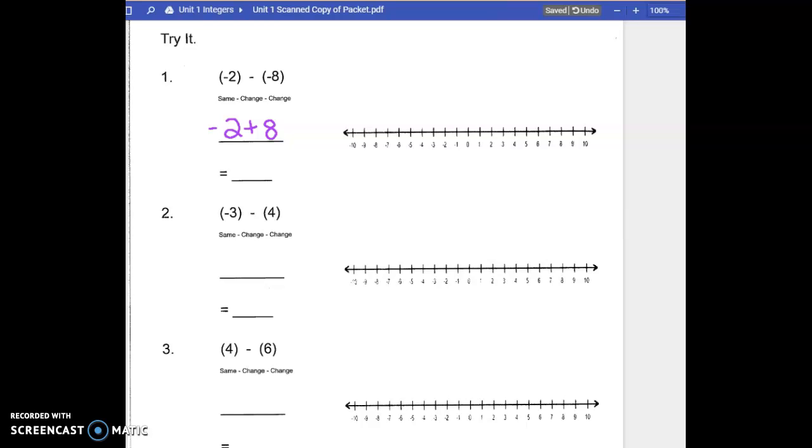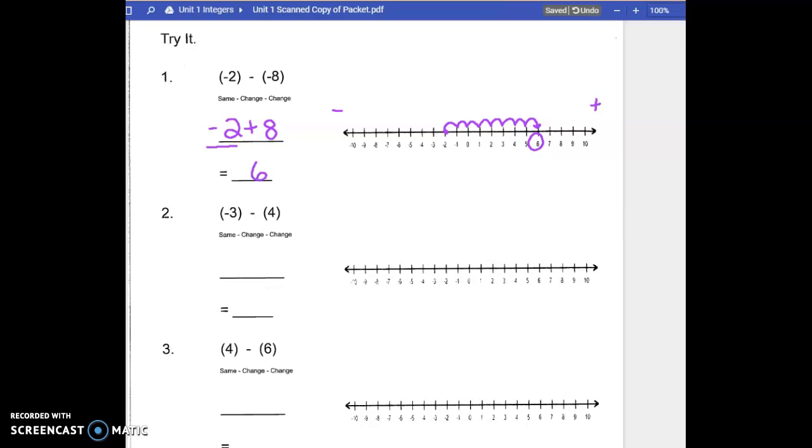So I'm going to start with my first number at -2. I'm going to start with a dot on my -2. I'm going to add a +8. Remember, this is my positive direction. This is my negative direction. So I'm going to go in my positive direction from here 8 spaces. 1, 2, 3, 4, 5, 6, 7, 8. And that brings me to +6.